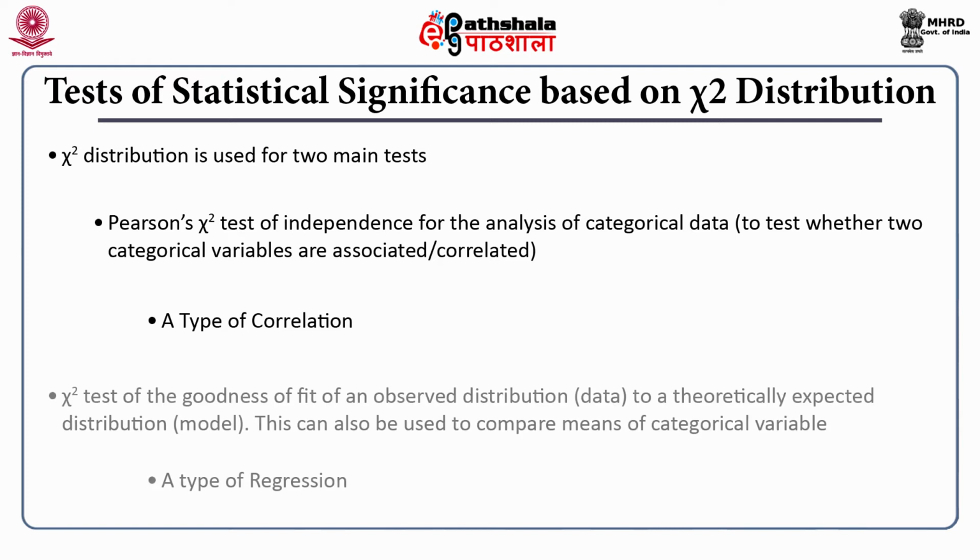The second test is called the chi-square test of goodness of fit of an observed distribution of data to a theoretically expected distribution, the model. So it is observed data versus the model where you expect your data to fit in. How good is the fit? That is the goodness of fit, and this chi-square test is very good for categorical variables. But if your variables are not categorical, if you are working with numerical or continuous data, then perhaps you would be interested in doing your studies with regression analysis. But here, it is for categorical variables.